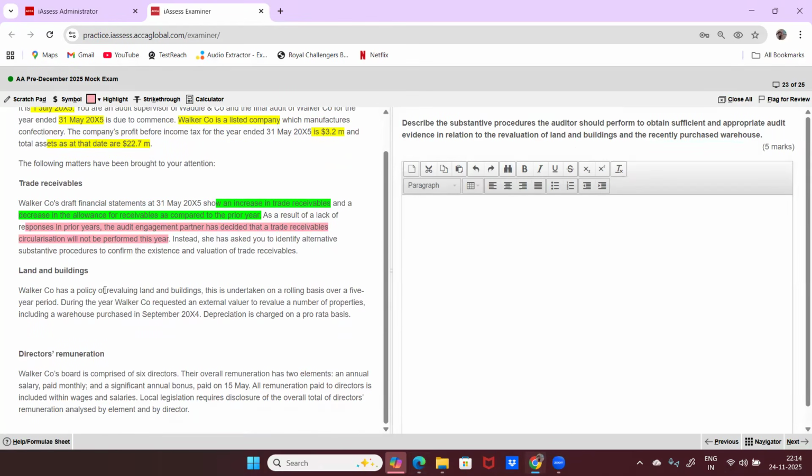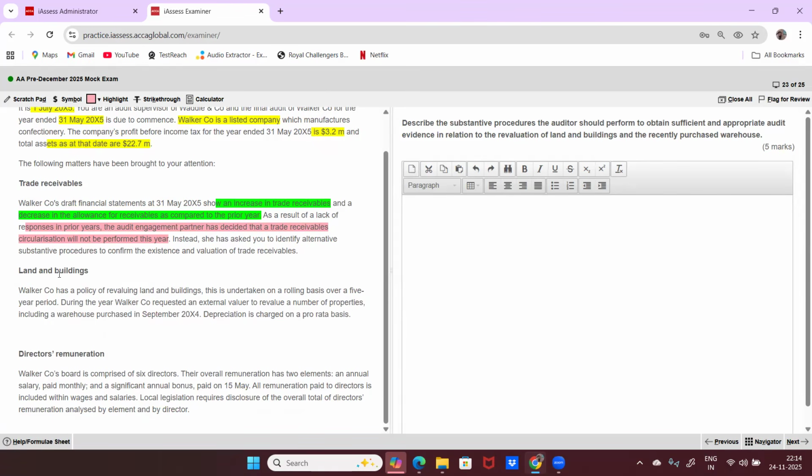Walker Company has a policy of revaluing land and buildings. This is undertaken on a rolling basis over a 5-year period. So the revaluation happens over a period of 5 years. So I can use this rolling basis. I can use 5 years. During the year Walker Company requested an external valuer to revalue a number of properties, including the warehouse purchased. So the third point can be the external valuer who will also be revaluing the recently purchased warehouse. So a new warehouse has been purchased. Fourth, purchased in September 2004. Depreciation is charged on a pro rata basis. Five things I can gauge.